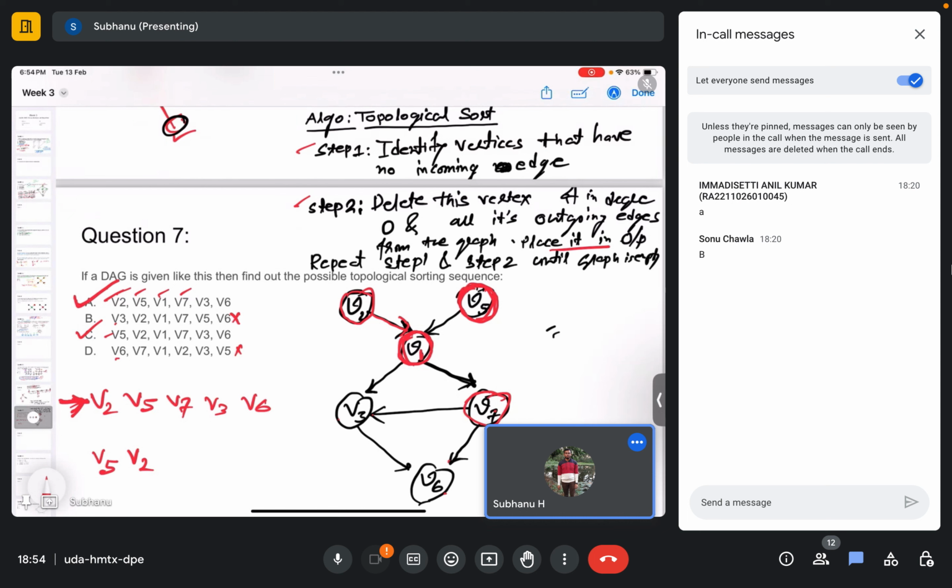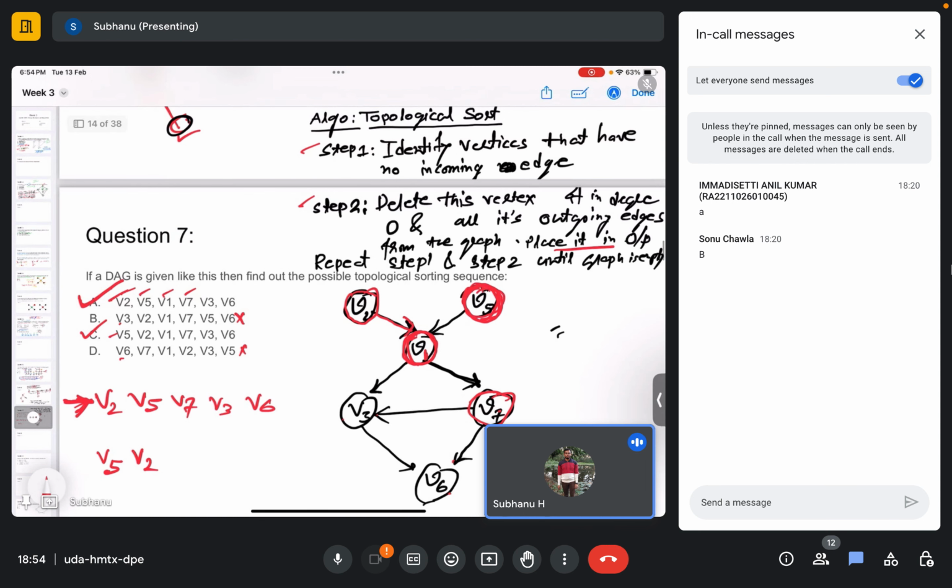Fine. Now we check from V5. So V5 is done, you come to V1, but before V1 you see that V2 has no in-degree, it has only one out-degree. Out-degree means an edge is going outside, and in-degree means an edge is coming in. So our algorithm says delete this vertex of in-degree 0. This vertex has no in-degree, because nothing is coming into it. So that's why we have deleted this and put it in my output.